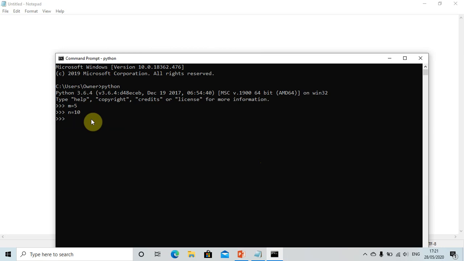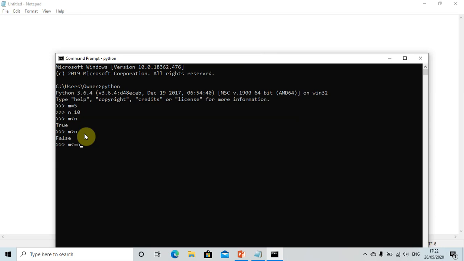So our first one is m less than n. Is m less than n? Is 5 less than 10? Yes, it is true. So it will give us true. Next, m greater than n. Is m greater than n? Is 5 greater than 10? False.